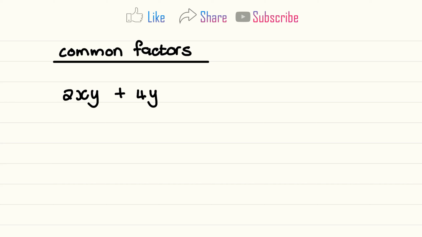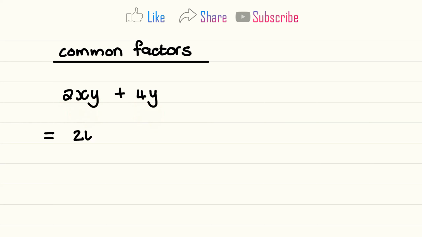So when we factorize, we want to look for common terms that divide into both of these terms. So in this example, we can see that 2 and 4 are both divisible by 2, and also that every term has a y, which is a common factor. So what I'll do is divide both terms by 2y to take out my common factor.